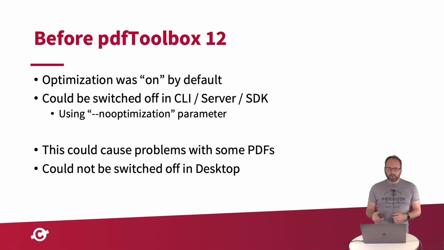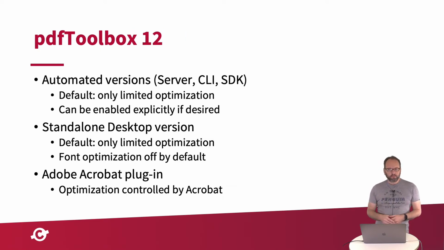So before pdfToolbox 12, this optimization was on by default. And in the CLI, the server SDK, there were ways to switch it off. Yeah? In the desktop, there was not really a way to switch it off. In pdfToolbox 12, that has been changed to what you see here. What it basically means is that by default, there is only very limited optimization going on, the things that are supposedly safe. And the full optimization, as it was the default in previous versions, can be enabled again by using different ways.